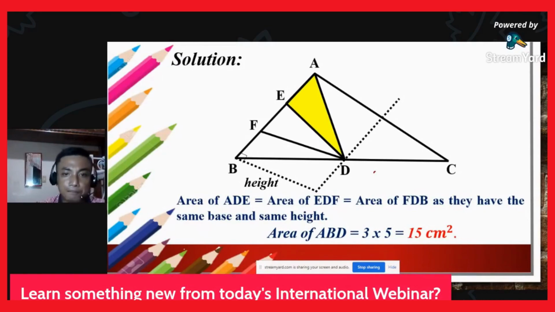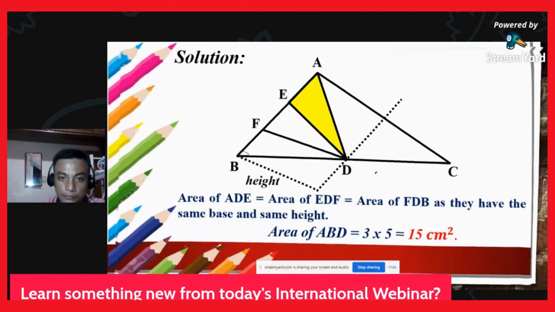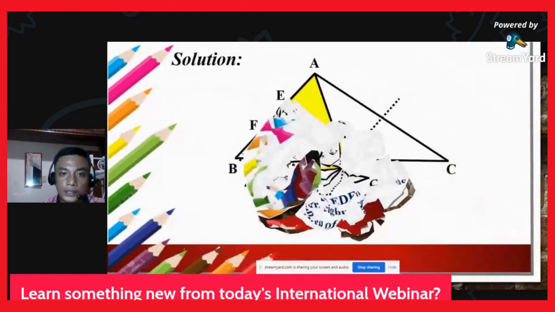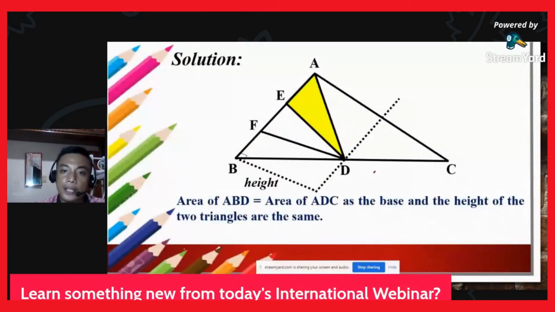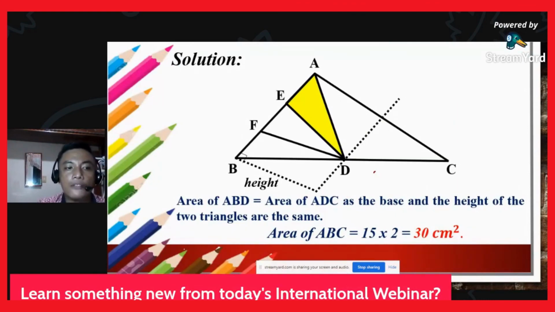Like what I said a while back, the area of ABD is equal to the area of ADC, as the base and the height of the two triangles are also the same. So we could now say that the area of ABC is equal to 15 times 2 is equal to 30 square centimeters. Hope we arrive at the same answers.